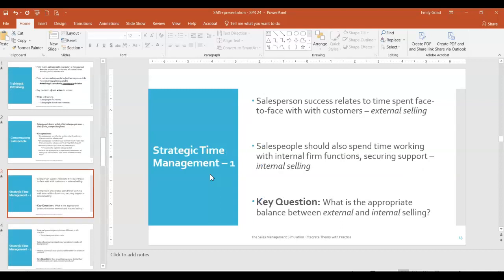Another thing you have to think about is time management. So part of what you're setting in the simulation is external versus internal selling. Internal selling's probably a little bit different than what you potentially are thinking. So they're outside B2B salespeople. However, the internal selling is internal within the firm, which is developing relationships with other departments and people within the firm.